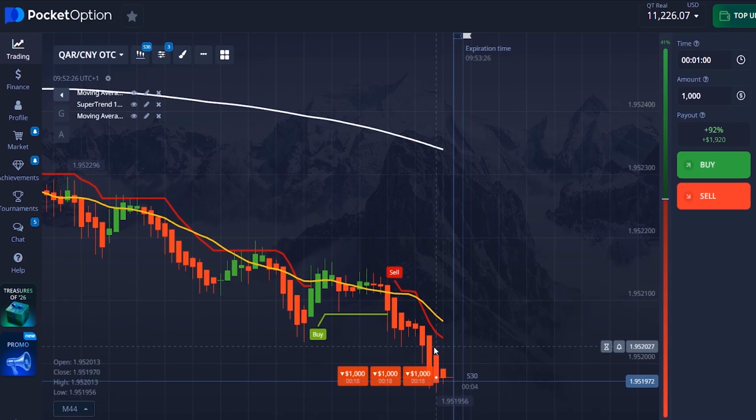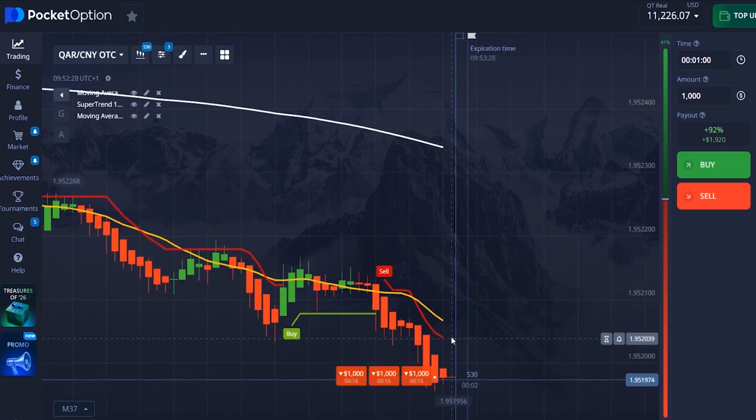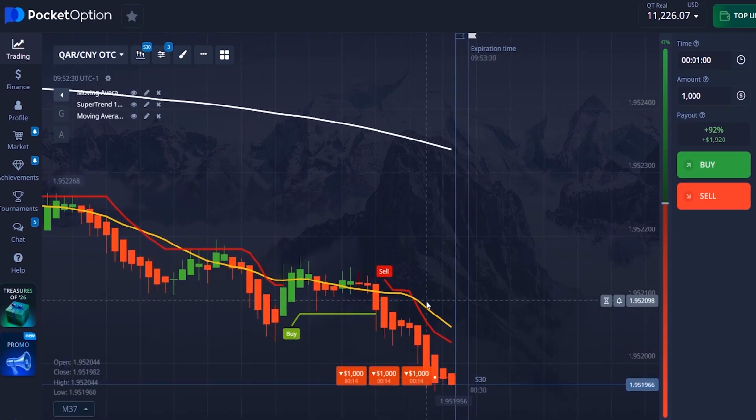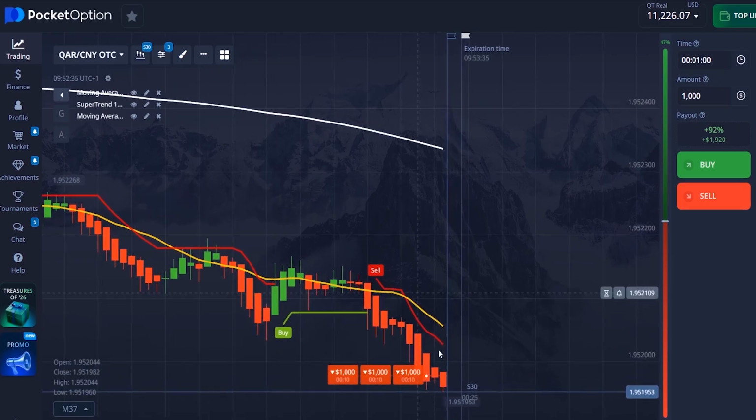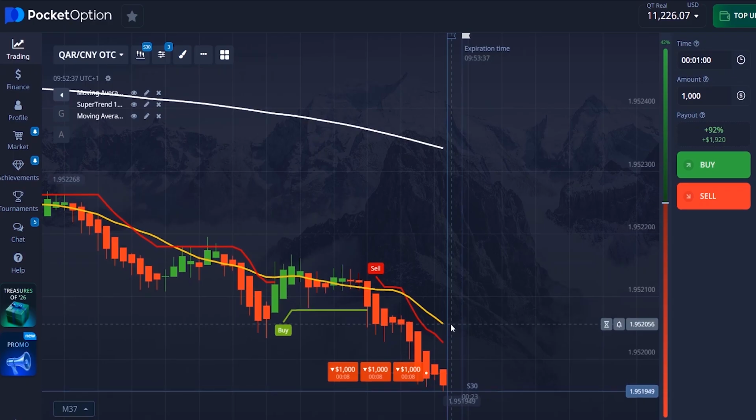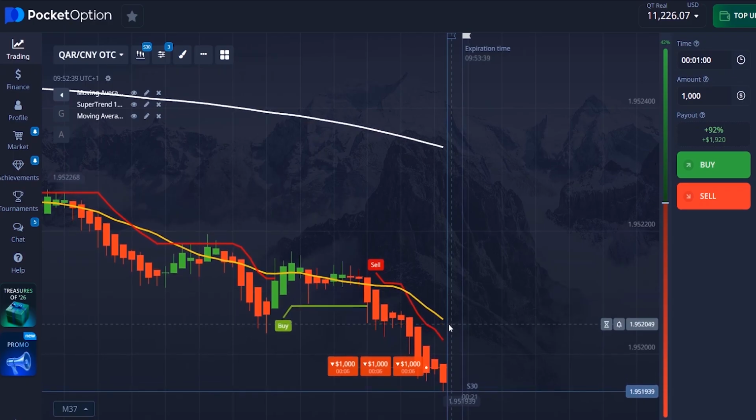The next thing I also put into consideration is the intersection of my moving average line and my Supertrend intersecting each other. They have to be intersecting each other, going towards a downside direction. That's the second thing I also put into consideration.